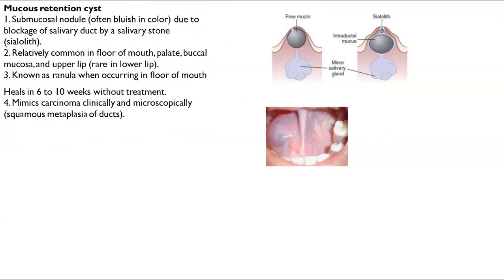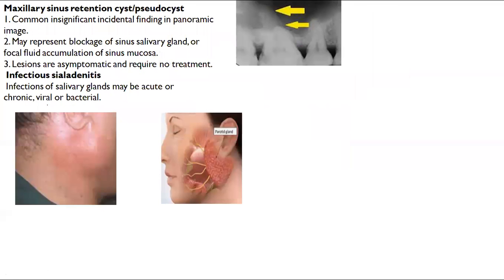Now coming to mucus retention cyst, like I have explained previously about mucus extravasation cyst, here there is a blockade of the salivary duct by a salivary stone, also known as sialolith. This is relatively common in the floor of the mouth, palate, buccal mucosa, and upper lip. It is known as ranula when it occurs in the floor of the mouth, and it heals within 6 to 10 weeks without treatment. It actually mimics carcinoma, but this is not any cancer.